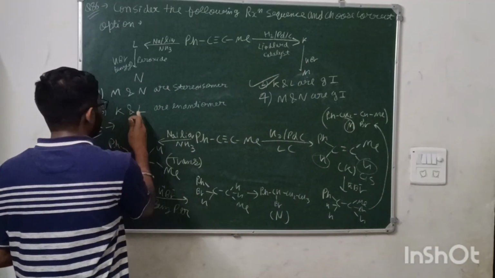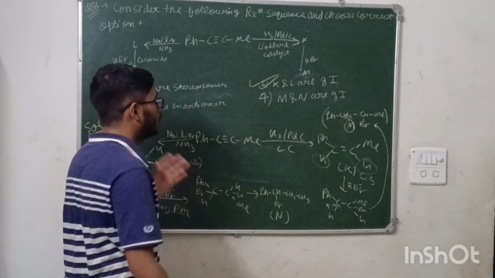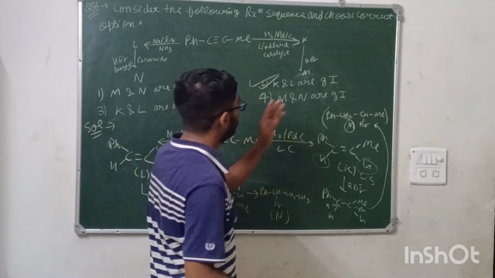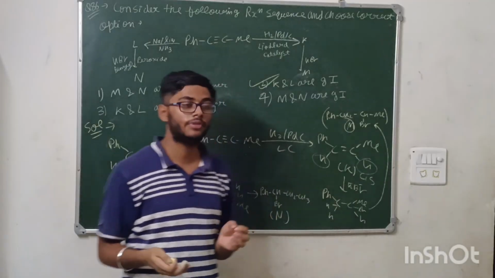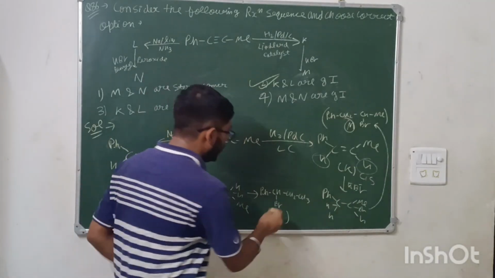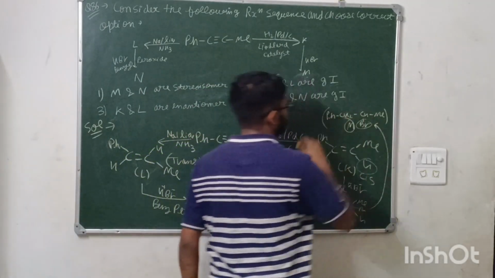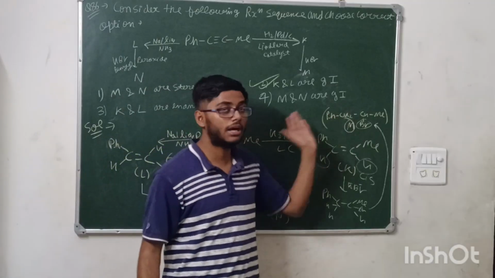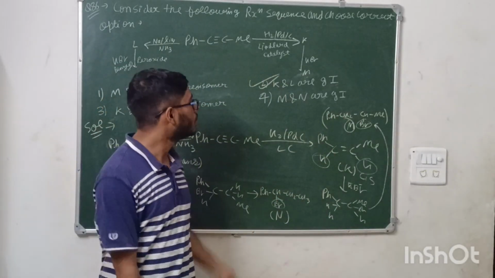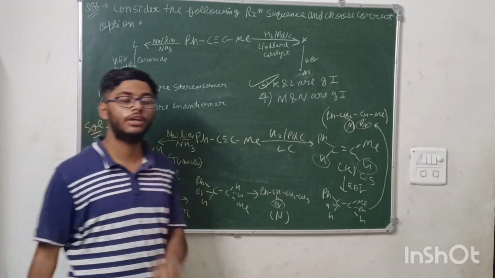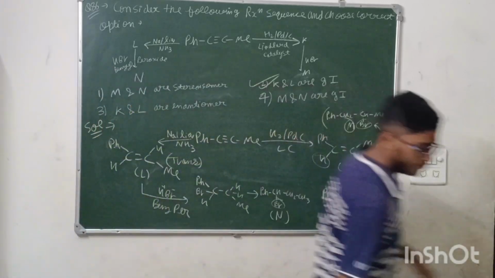Let us see the third option: K and L are enantiomers. No, enantiomers are always in a 50-50 ratio. M and N are geometrical isomers? So M and N are not geometrical isomers. They are not stereoisomers either. They are positional isomers because Br is on a different carbon. So option number second is the answer for this question. K and L are geometrical isomers. Okay, moving on to the next question.